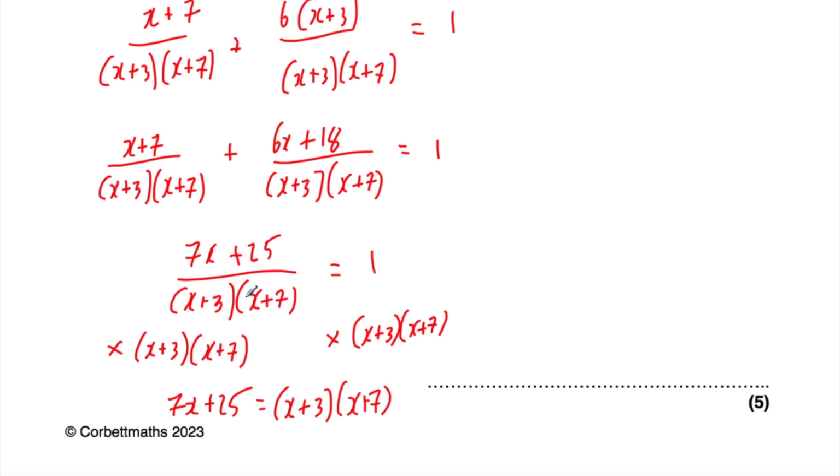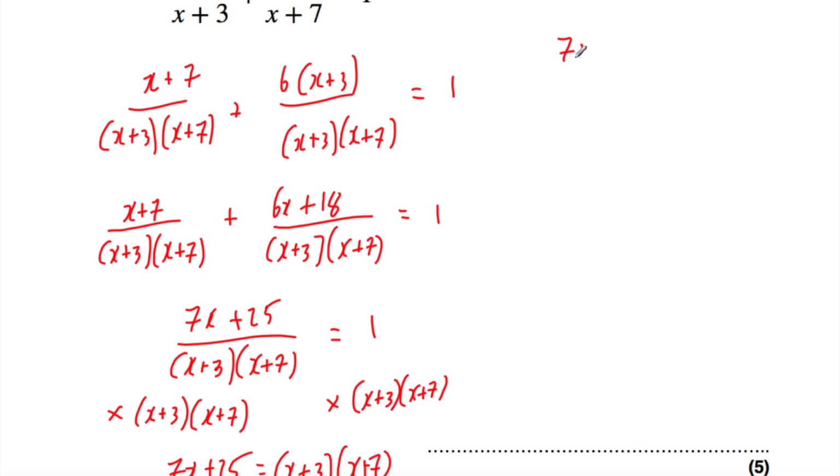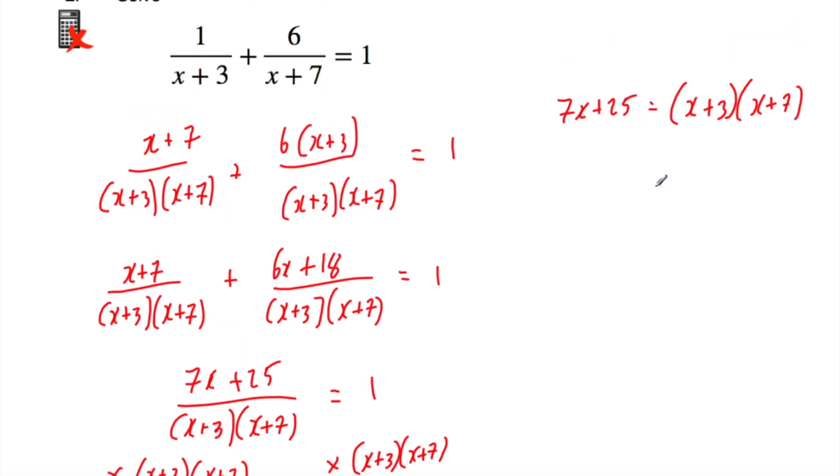And as I mentioned, we've got the numerator equals the denominator. Now let's go up here. So we've got 7x plus 25 equals brackets x plus 3 and x plus 7. Okay, so now we want to solve this equation, so let's expand the brackets. So the left-hand side will stay as 7x plus 25.